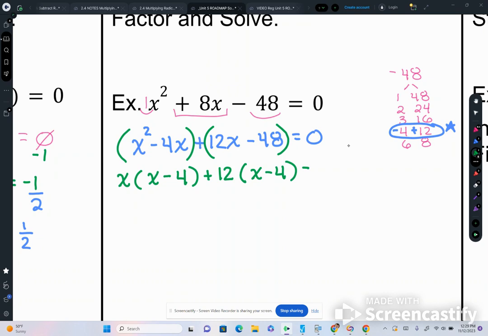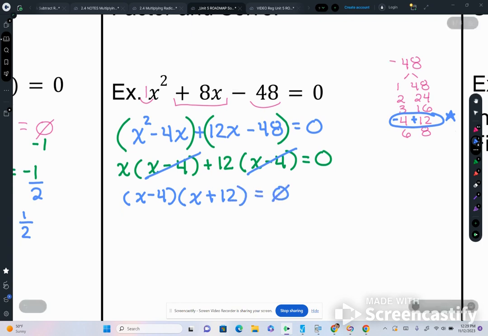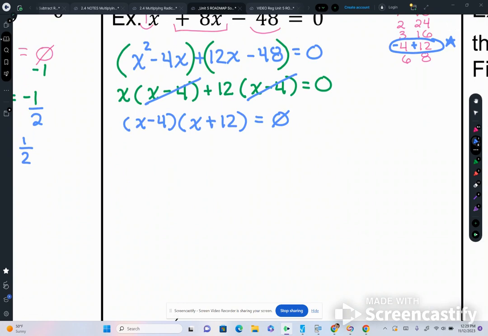And remember, when we're grouping, if we group those parentheses, we're expecting them to look the same. So if they're not, that means we probably messed up somewhere. So we have x plus 12. That's what they have in common. So we factor it out and then we're left with x minus 4. And now we're back to where we were with the basic level. So we're going to set each of those equal to 0. So we have x minus 4 equals 0, x plus 12 equals 0, and then you're going to solve.